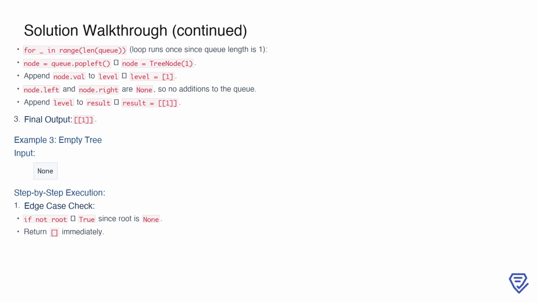We remove the node from the queue, which is TreeNode with value 1, and add its value to the level list. Since this node has no left or right children, the queue remains empty. After appending the level list, which is 1, to result, we get the final output, 1. This completes the level order traversal for the second example.